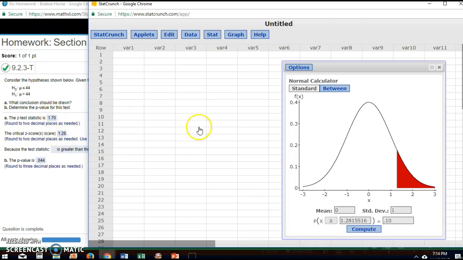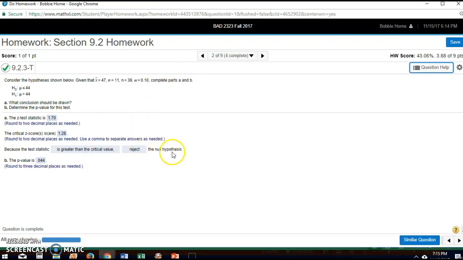Now, here's 1.28, and my z-test statistic is 1.70. Is 1.70 going to be in this red area? Okay, it is. Here's 1.28. 1.70 is going to be right here. If it's in that red area, that's my rejection area. So I'm going to reject the null. Since the test statistic is greater than the critical value, we're going to reject it. Now, if you remember, if it's in the red area there, we reject it.